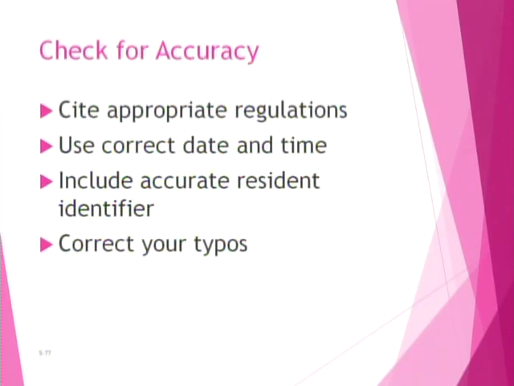All right. Cite the appropriate reg. Correct date and time. Include the accurate resident identifier. We've made mistakes in that. We all have, where we had the wrong identifier or we had the wrong resident. Instead of being in bed A, they were in bed B. So make sure you are checking that. Correct your typos. Spell check is great, but it may not catch everything. You may have actually typed a correctly spelled word, but it was the wrong word. So be careful about that. I love spell check, but sometimes it's not going to be foolproof.